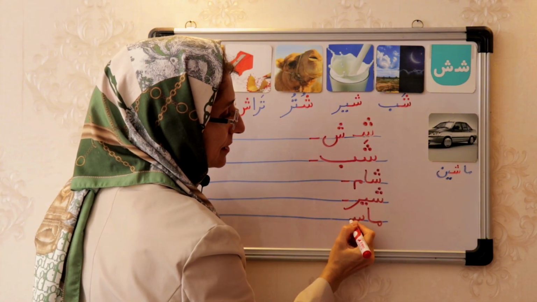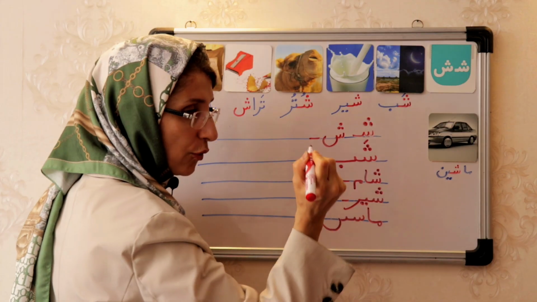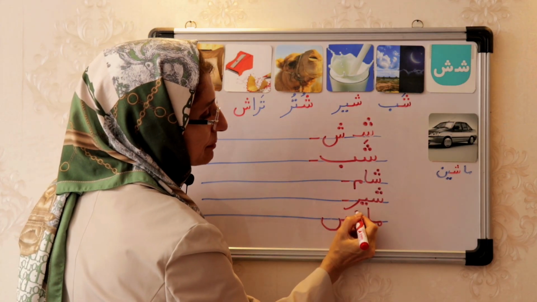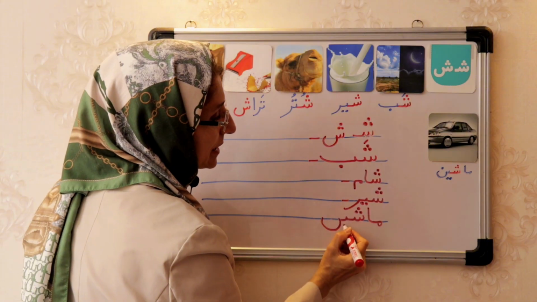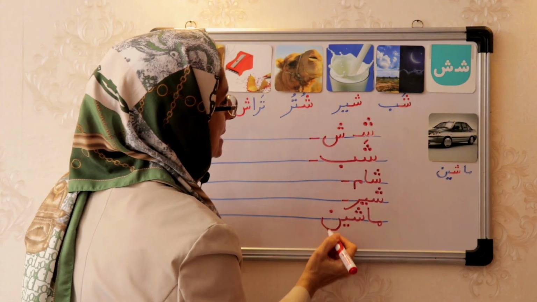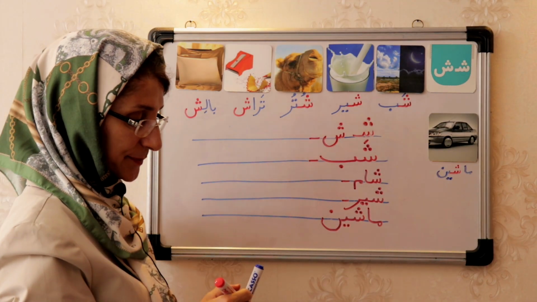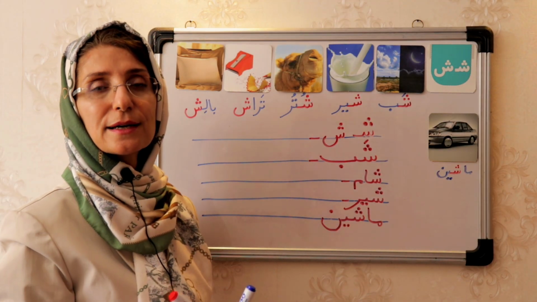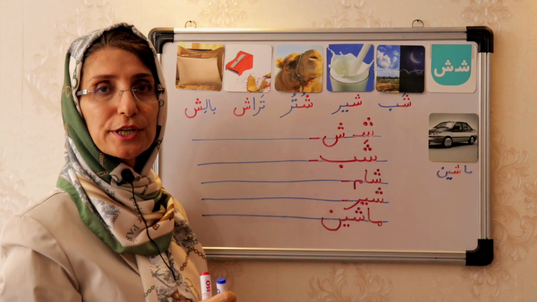Machine. You see, first I write the whole form, then return back and put the dots. 3 for she, 2 for e, 1 for ne. Machine. These were the words you should write for homework.